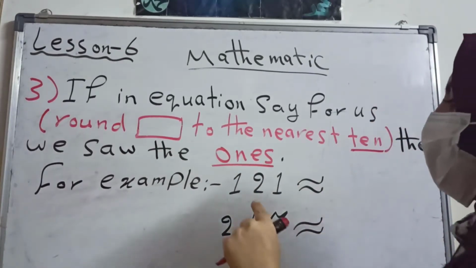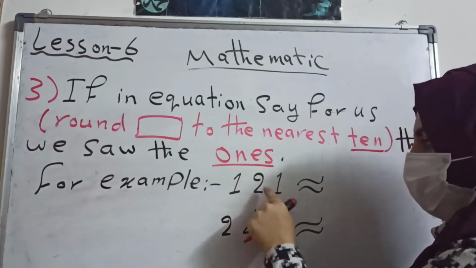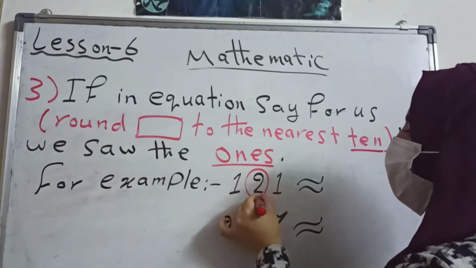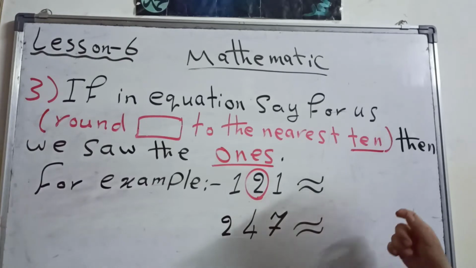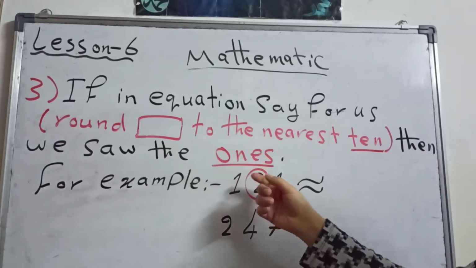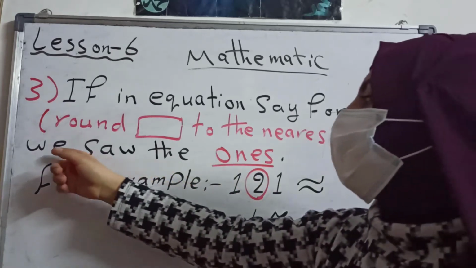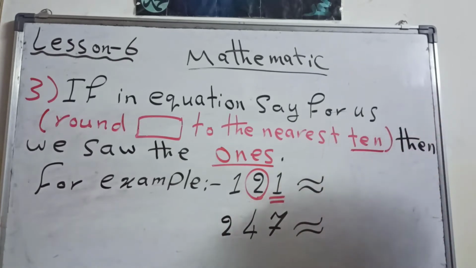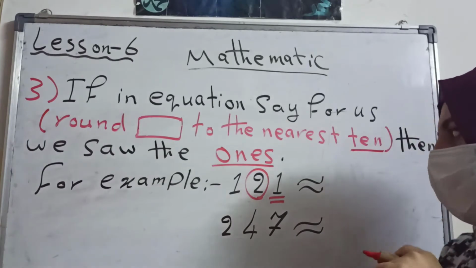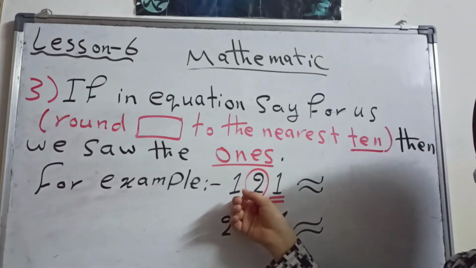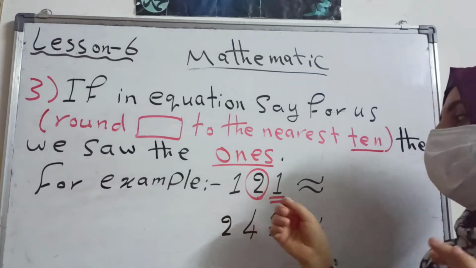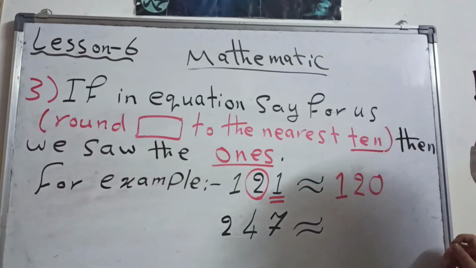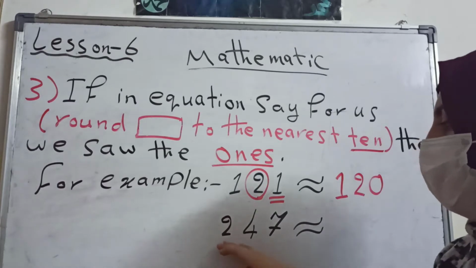For example, students, we have 121. Which digit is in the tens place? This 2 is in the tens place. We round this number to the nearest 10, so we look at the ones. It is 1, which is smaller than 5. Then we write this number like itself without any changing. Then we write 120.